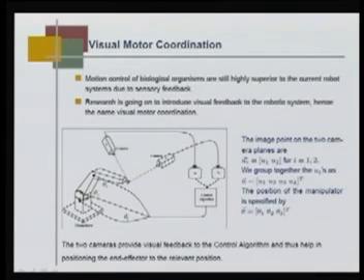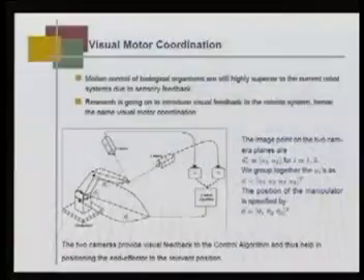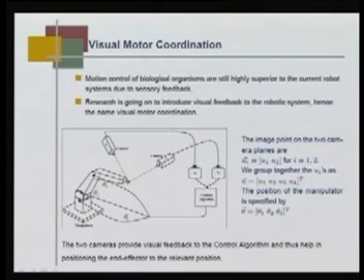So, visual motor coordination. Motion control of biological organisms is still highly superior to current robot systems, not only due to sensory feedback, but also due to the very improved information processing capability of the human brain. Many things are also not known about how the information processing takes place in the brain. Research is going on to introduce visual feedback to the robotic system, hence the name visual motor coordination.